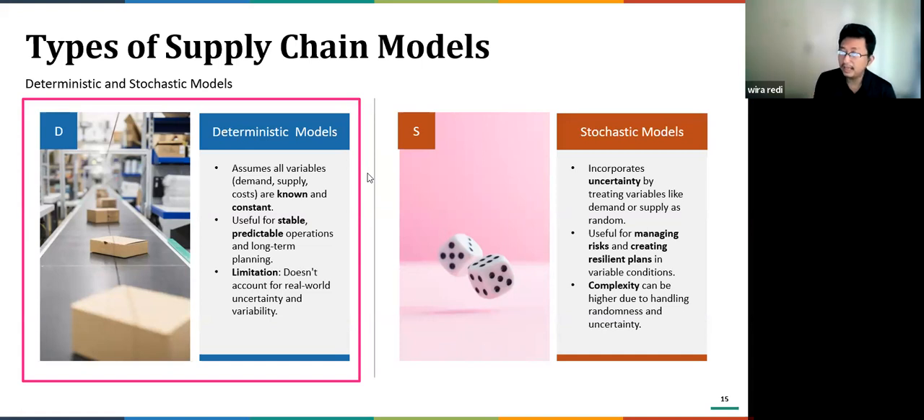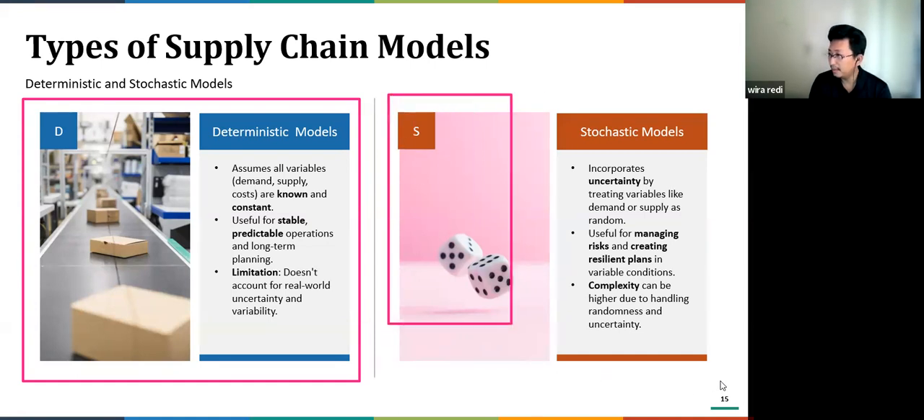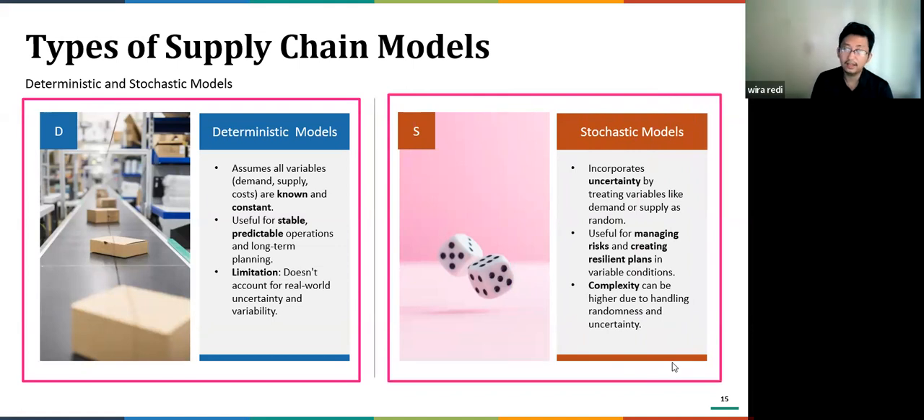However, the limitation of this one is that it may subtract the accountability of real world systems. So it may not consider the uncertainty and variability. But it's a good start for modeling a simple system. And a more complex one is called the stochastic model. It embeds a lot of uncertainty in the system. However, the more complexity you take into account, the more complex your model is going to be.